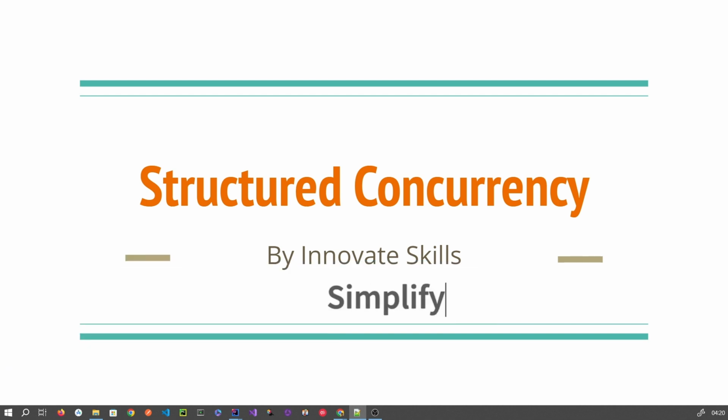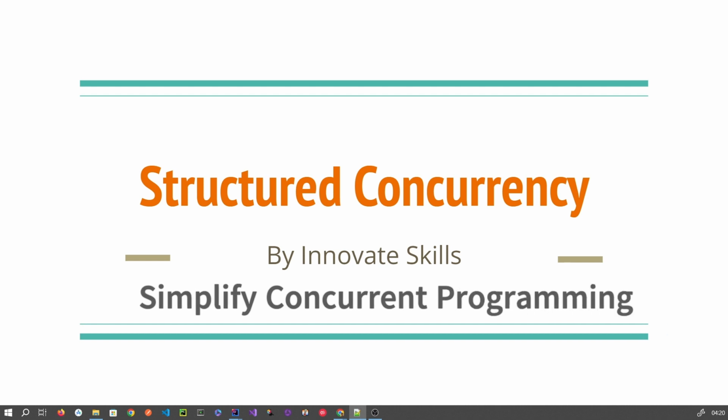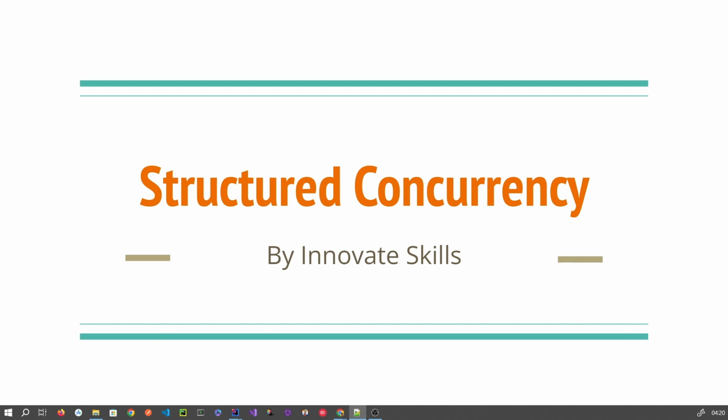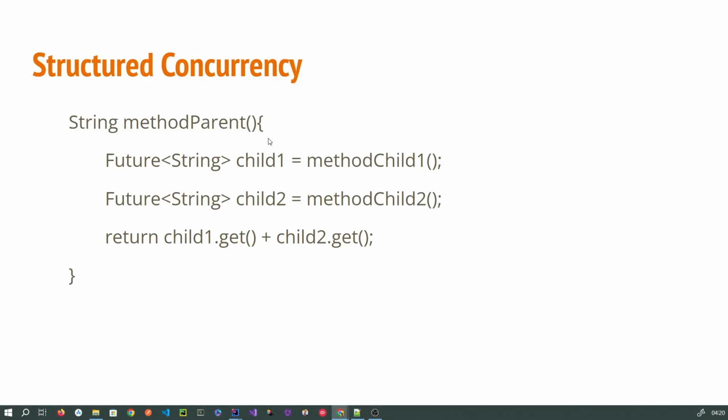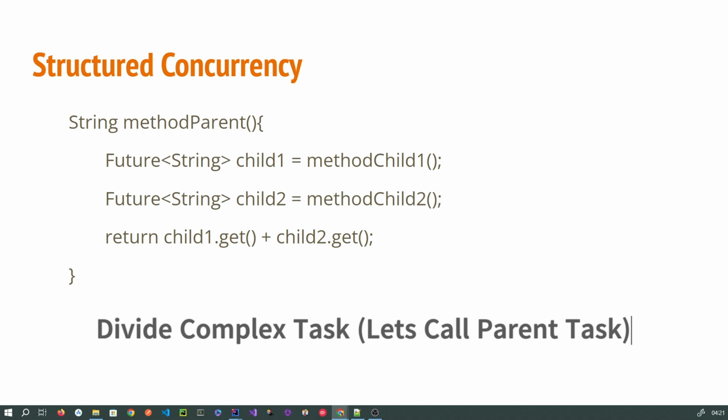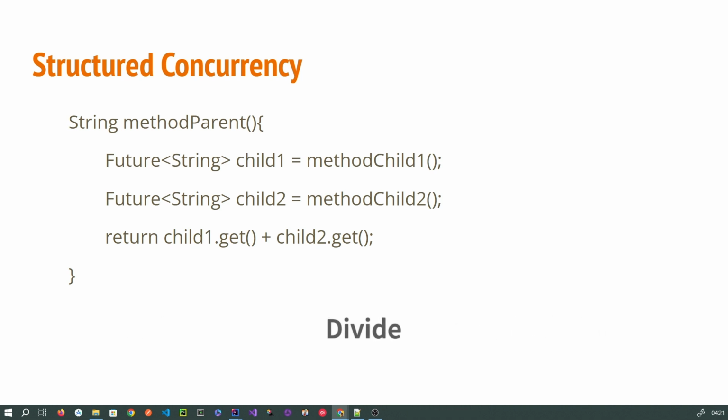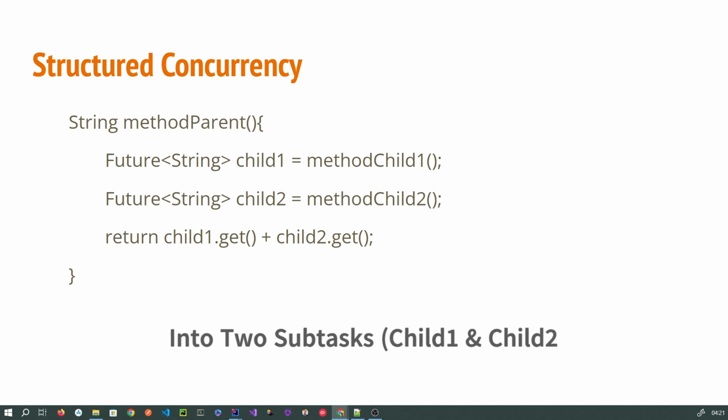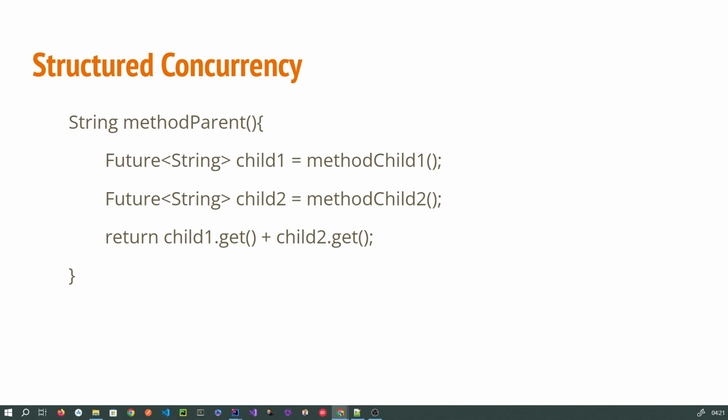Often developers find difficulty in managing complex tasks when broken into multiple subtasks. Let's take an example. Suppose we have a scenario where we have divided one complex task into multiple subtasks. Let's call this complex task the parent task, the result of which depends on the result of child 1 and child 2. So the code is in front of you: a string method parent, let's say it returns some string. We have method child 1, method child 2. Of course, these are future tasks. So this is how it will look.